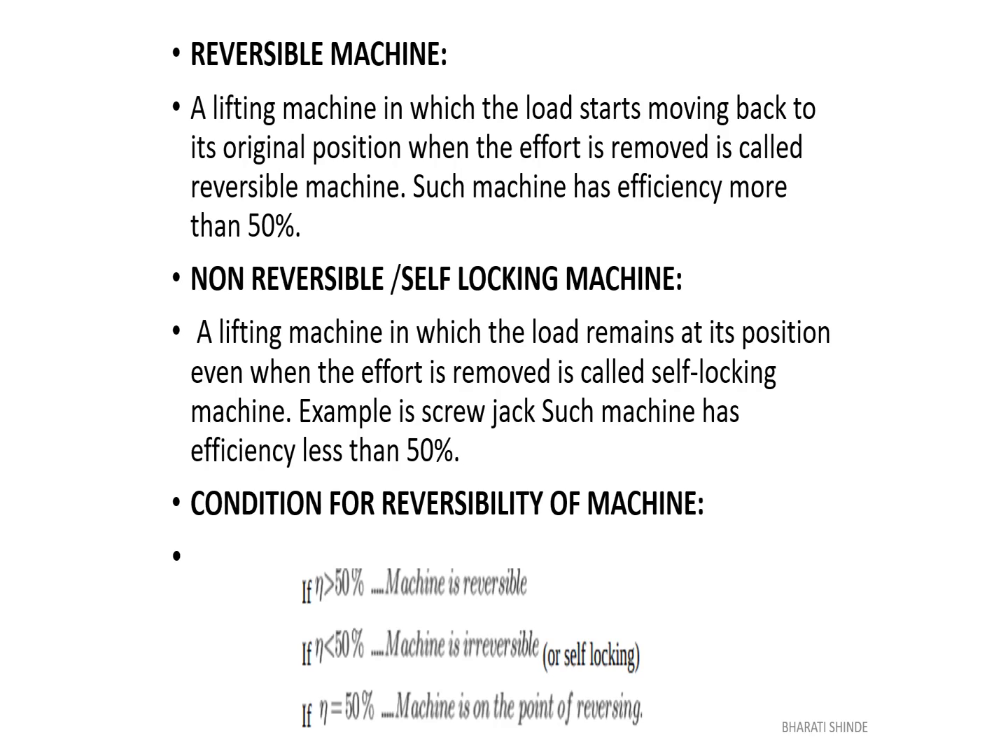Then we will see the condition for reversibility of a machine. When efficiency is greater than 50%, the machine is reversible. When efficiency is less than 50%, the machine is irreversible, also called non-reversible or self-locking machine. And when efficiency is 50%, the machine is on the point of reversing.